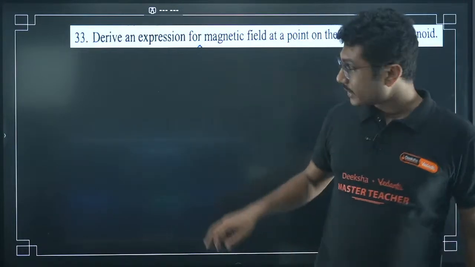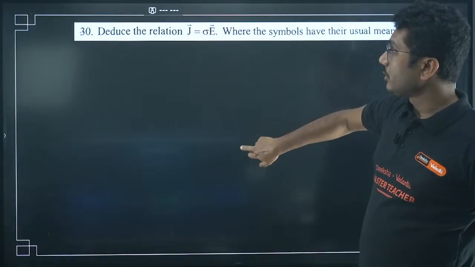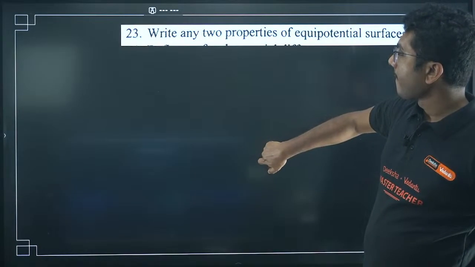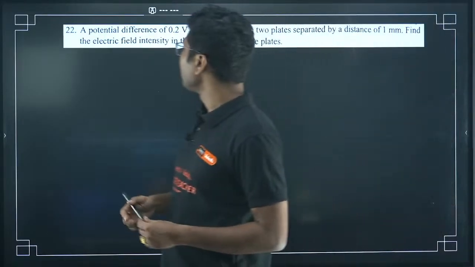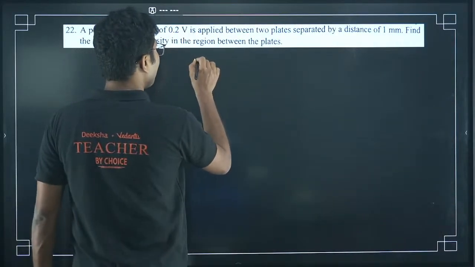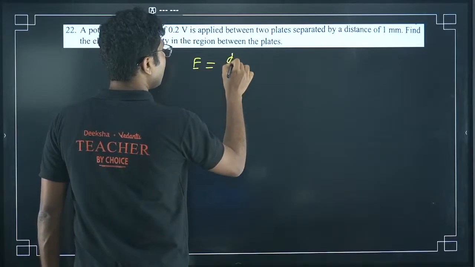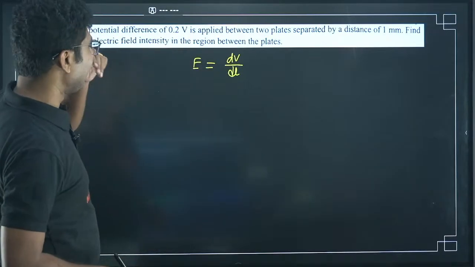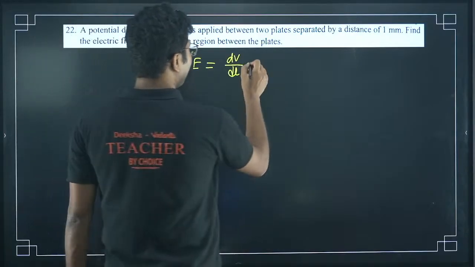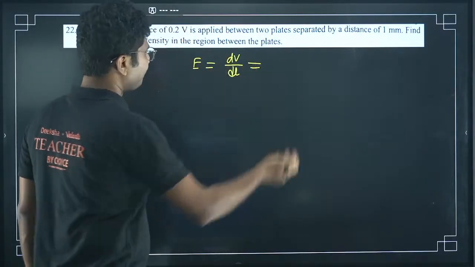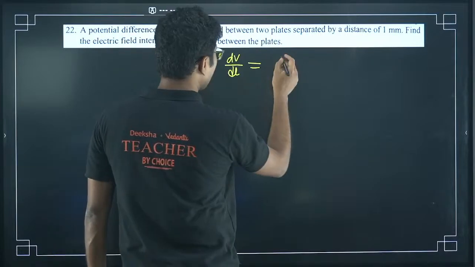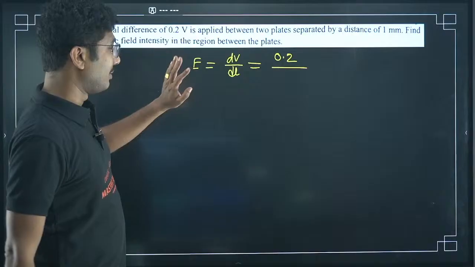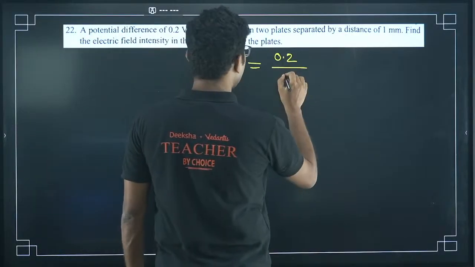Sir, 22 answer please. 22, okay, let's see 22. Which one is 22? Potential difference 0.2 volt is applied. So the formula is E equals dV by dl. The minus sign you can skip, okay. They generally ask for the magnitude of electric field intensity, but here they have given the potential difference and the direction is not mentioned, so I am not using the negative sign here. dl is given as 1 millimeter.